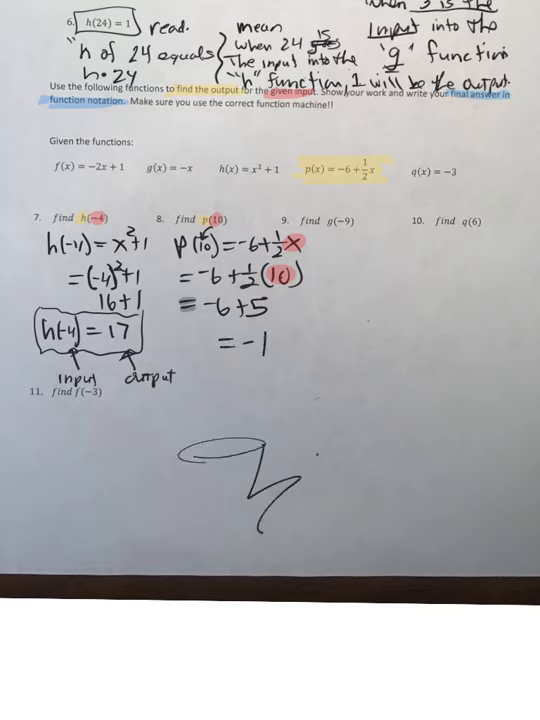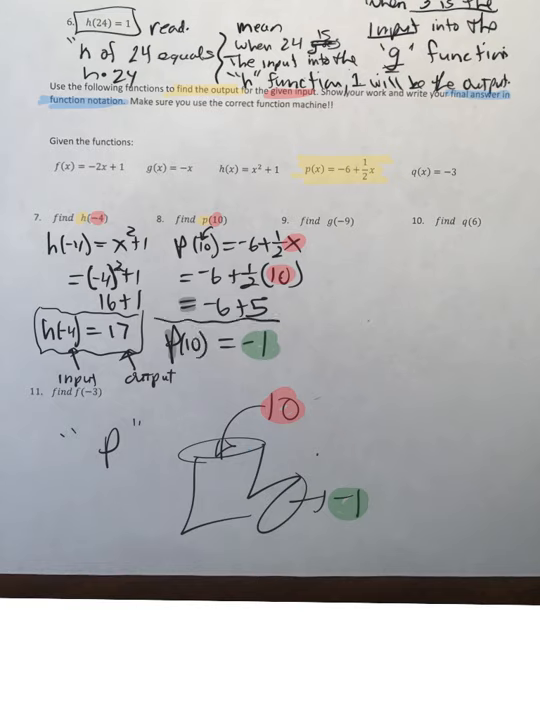So basically, if you took the P machine and you drop 10 into the P machine, you're going to get -1 out. So if it's just input output, if you drop 10 into the machine, you're going to get -1 out of the machine. And this is the notation that says that. So we're going to go back and write P of 10 equals -1, because that means that when you plug 10 into the P machine, you get -1 out.